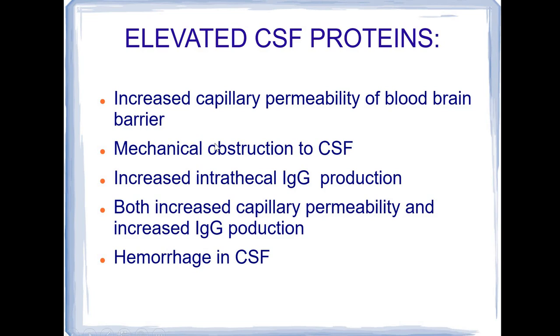If there is a mechanical obstruction to CSF flow, like a tumor, it is obstructive, which causes an increase in the proteins of CSF. Then there is increased intrathecal IgG production, certain cases in which there is production of immunoglobulins, and IgG is also a protein, so this will raise the CSF proteins. Example: multiple sclerosis. Conditions where there is both increased capillary permeability and increased IgG, like Guillain-Barré syndrome, or there is a hemorrhage in CSF. So these are the causes of increased CSF proteins.